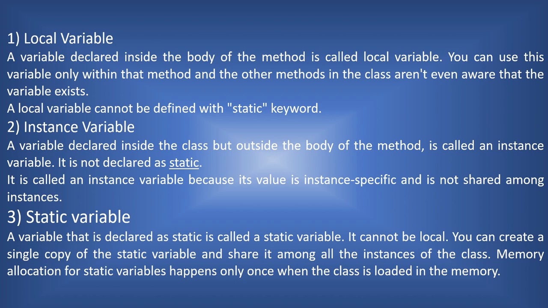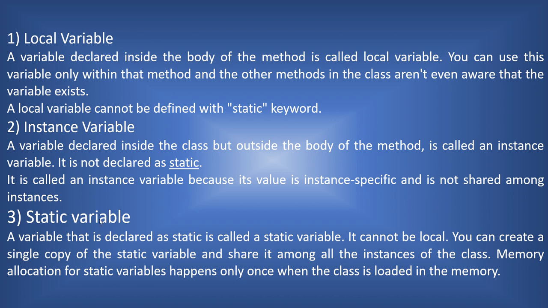Then next comes the instance variable. Instance variables are those variables which are declared inside the class but outside the body of a method, and they are not declared as static. It is called an instance variable because its value is instance specific, and the value is not shared among the instances. Instance means object. So a variable which is declared inside the class but outside the body of a method is called an instance variable.